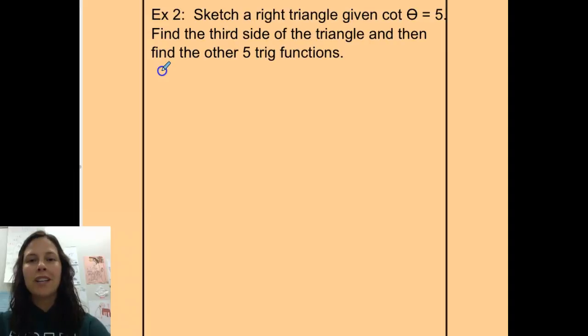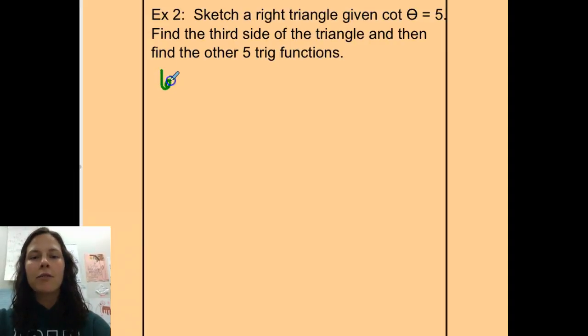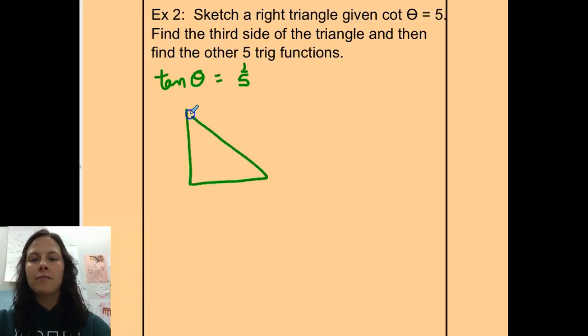Next, we're given one trig function. We'll set up the right triangle and solve for the other 5 functions. Knowing cotangent is 5, and I'm much more familiar with SOHCAHTOA, as are you, I'm going to find the reciprocal of that and say that tangent is the reciprocal of 5, or 1/5. That'll make setting up my triangle easier for me.